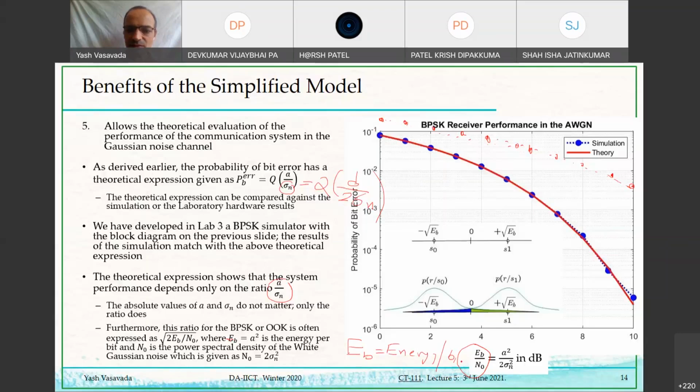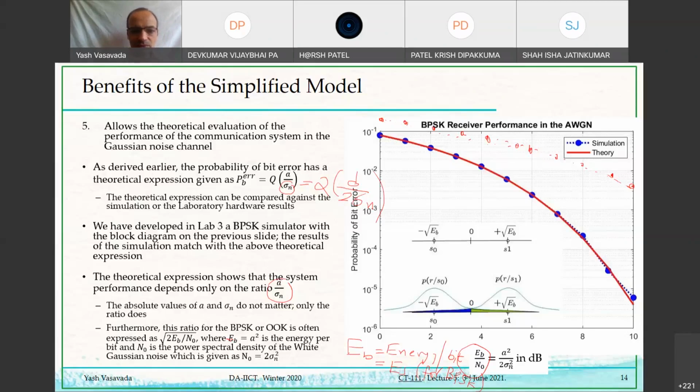Energy per bit. And for BPSK, each bit turns into a symbol. So only for BPSK, EB is also the same as energy per symbol. So EB and ES are interchangeable for BPSK, maybe not for some other schemes that we will look at later. Okay, so EB part is clear.